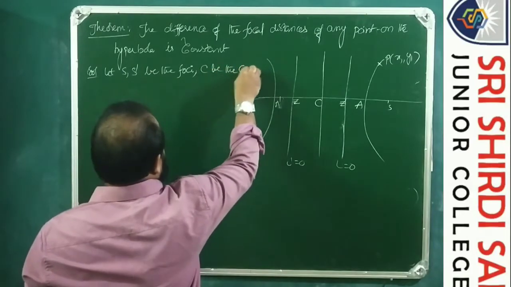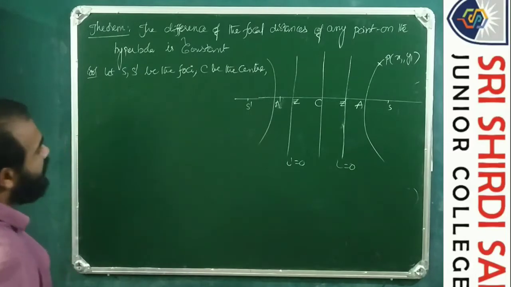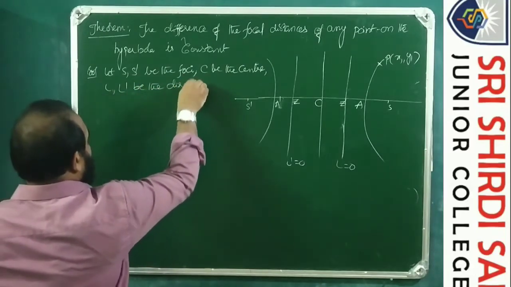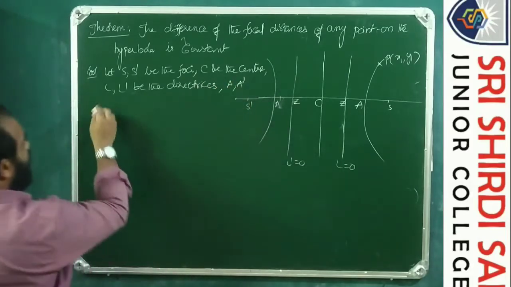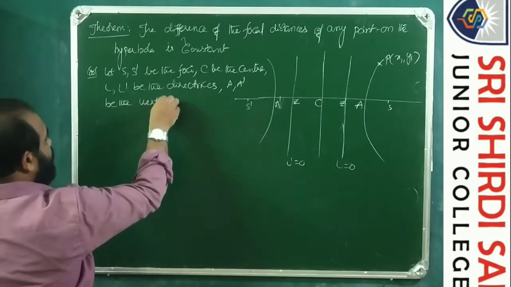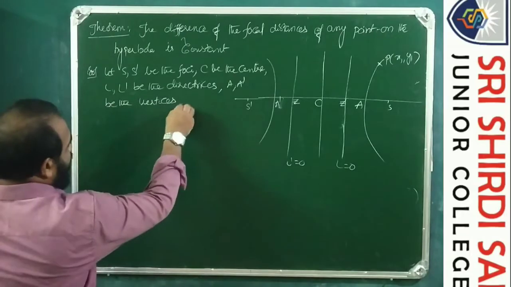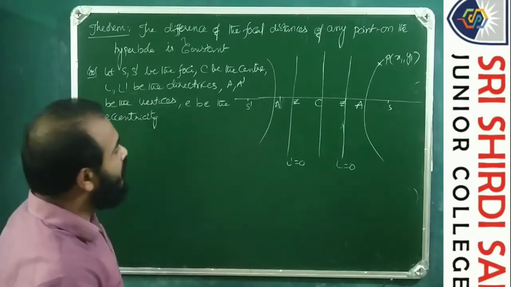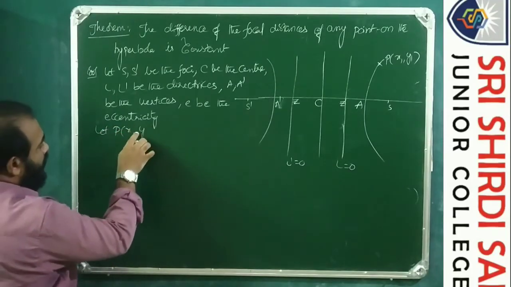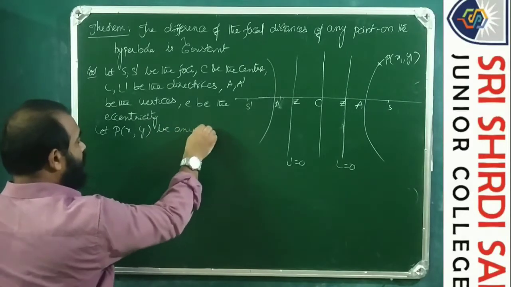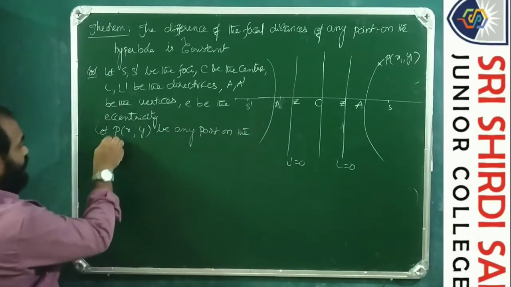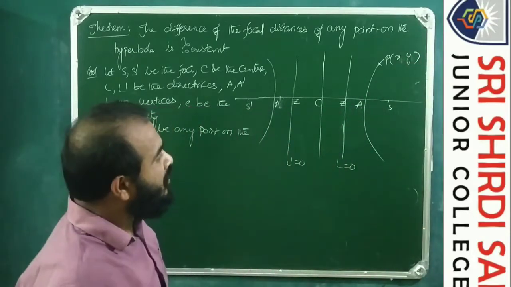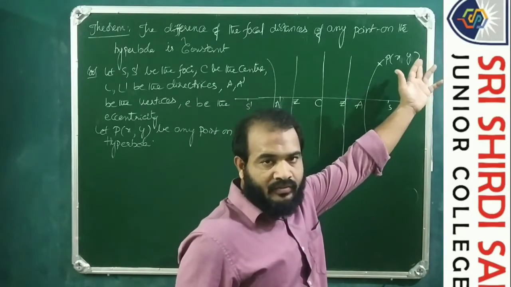So let S, S dash be the foci, C be the center, L, L dash be the directrices, A, A dash be the vertices, e be the eccentricity. So let P(x1, y1) or P(x, y) be any point on the hyperbola. So x comma y only I take, so I need not generalize the final equation with x1, y1.